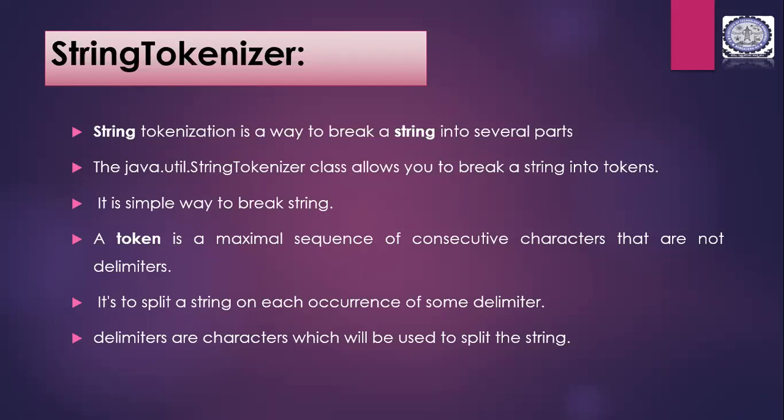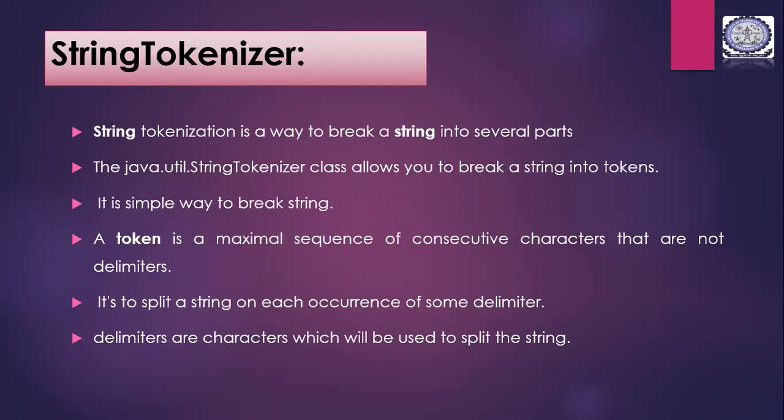So, separate tokens. A token is a maximum sequence of consecutive characters. Here consecutive characters need not be the same characters. So it need not be A, B, B, B, C, C, C, or 1, 1, 1, 2, 2, 2, 3, 3, 3, nothing of this sort.